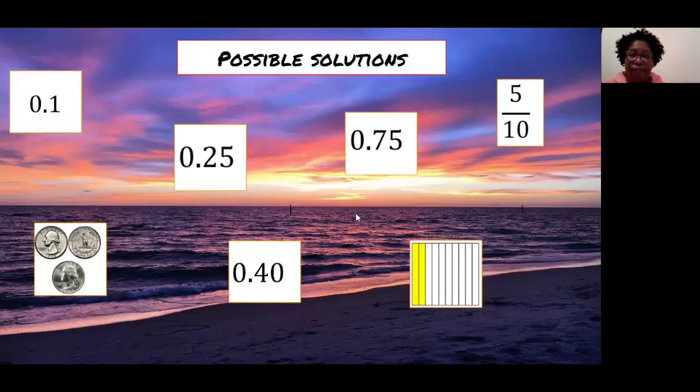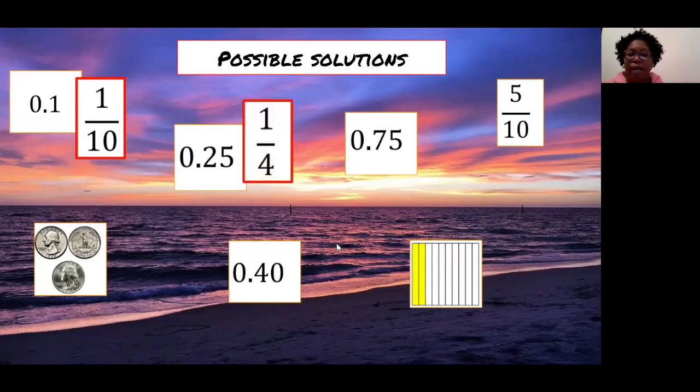How did you do? Let's take a look at some possible solutions. 1/10, written as a decimal. 1/10 as a fraction. 25 hundredths, 1/4 as a fraction. Or you could have written 25 over 100. 75 hundredths, 3/4. Oh, because we remember they were connected. They have a relationship.